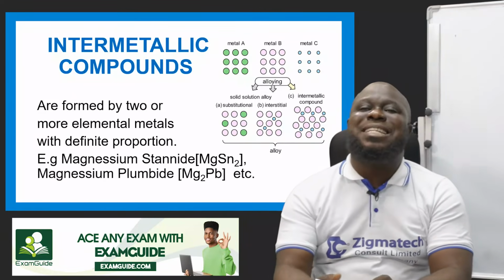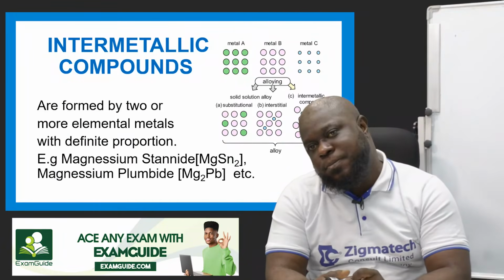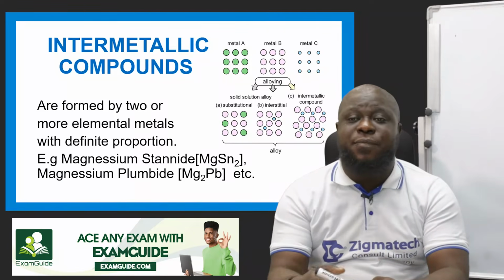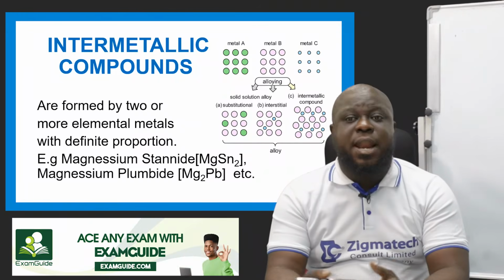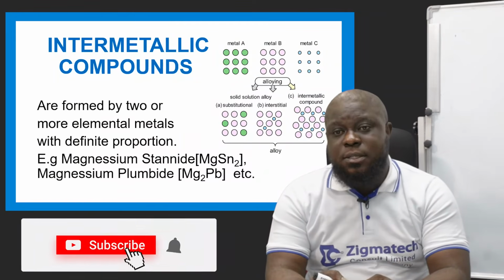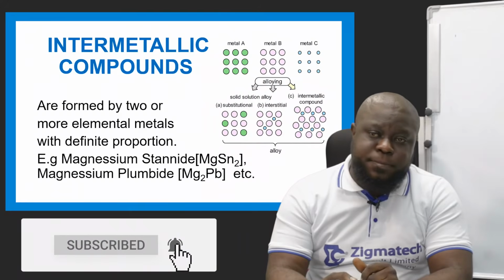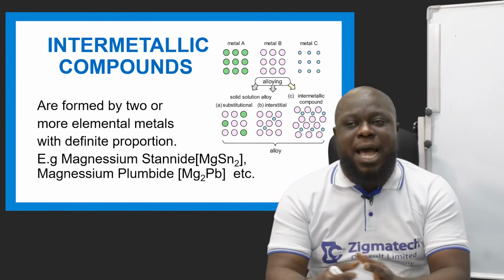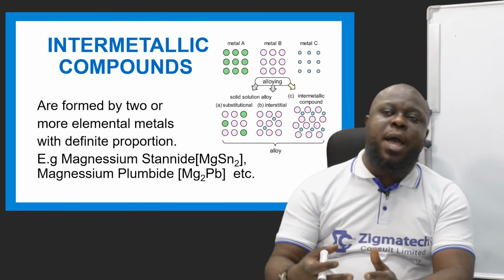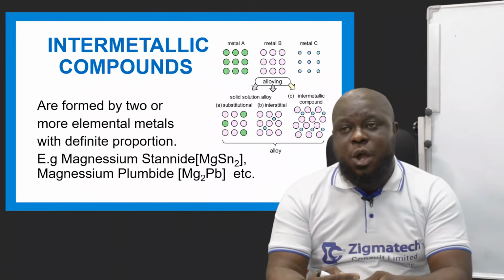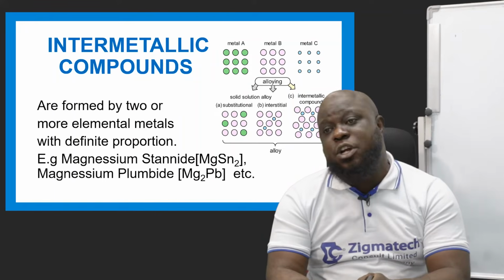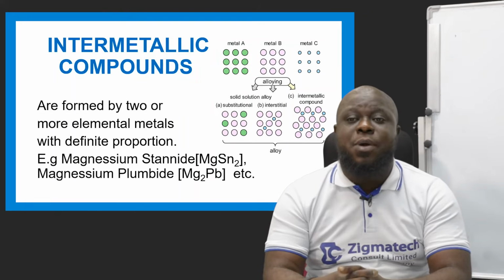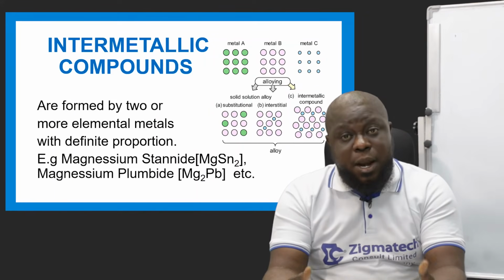Now the next one is intermetallic compounds. Intermetallic compounds are formed by two or more elemental metals in definite proportion. I give you examples such as magnesium stannide and magnesium plumbide. Now these compounds are formed with two metals, mostly when you want to make an alloy. We talked about alloys in the introduction to chemistry.